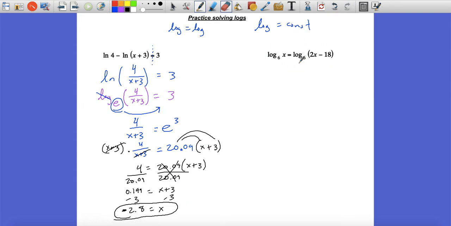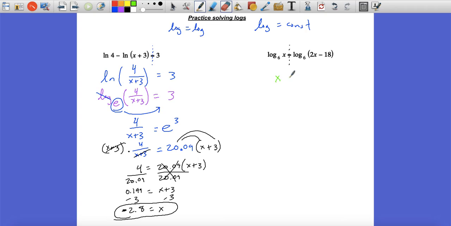All right, last one here before you try one on your own. So again, we're deciding, is it log equals log or is it log equals constant? Here's our equal sign, and I've got logs on both sides. Is it already written as a single log on each side? Yes, it is. I've got log base 6 of x equals log base 6 of 2x minus 18. So I can go ahead and go to step 2 and drop my logs.